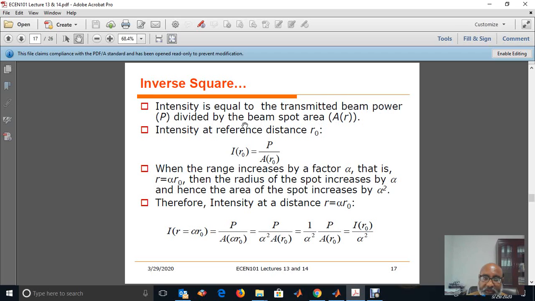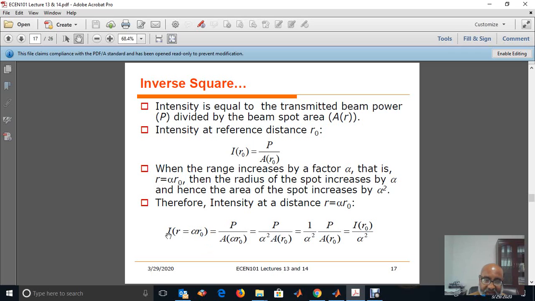Intensity is equal to the transmitted power divided by the beam spot area. So the intensity at a reference distance R0 equals transmitted power divided by the area at distance R0. If the range is increased by a factor alpha, where R equals alpha times R0, the intensity will decrease by alpha square. Why? Because the area is proportional to distance square, so R square. So this will be alpha square times R naught square.